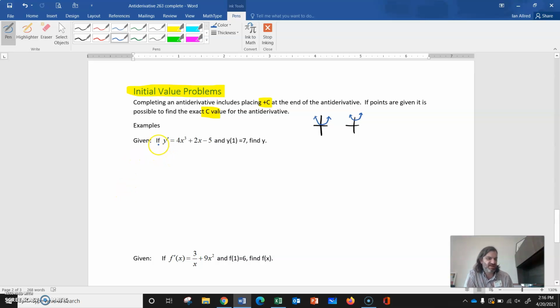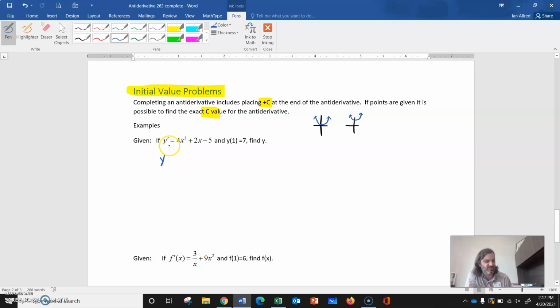So the first problem says if y prime, that's our derivative, equals 4x cubed plus 2x minus 5, and y of 1 equals 7, that means when x is 1, y is 7, find y, which means the y function. So the first thing we're going to do is take y prime and find the antiderivative. We'll reverse that process without having to write everything down.